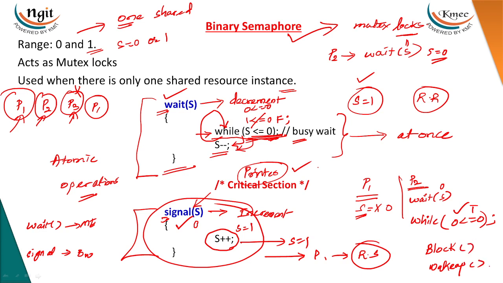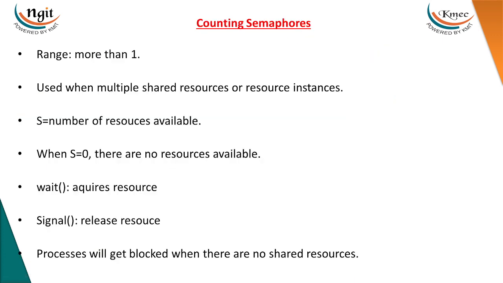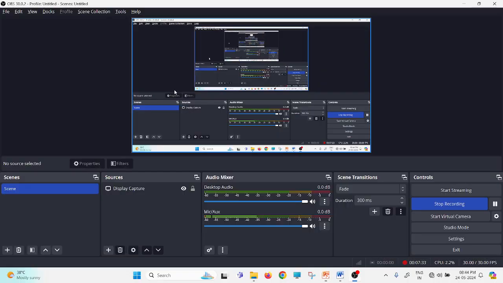So this is the binary semaphore. Binary semaphores are used when there is only one shared resource instance. If there are multiple shared resource instances, that means three or four printers, two or three scanners, or three or four shared files, then we use counting semaphores. If there is only one shared file, we'll use binary. The range of a counting semaphore is more than 1.